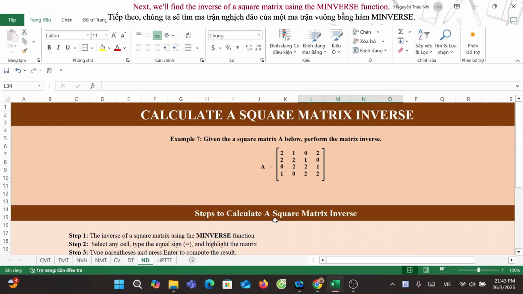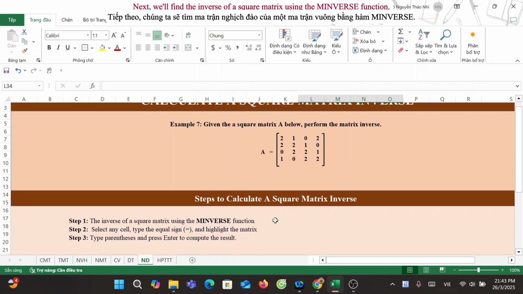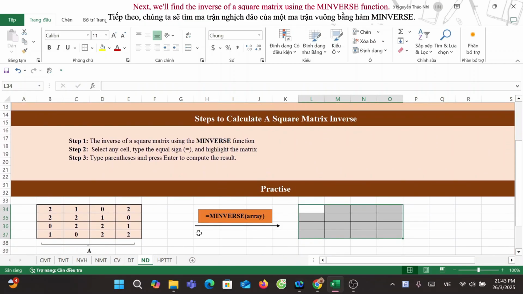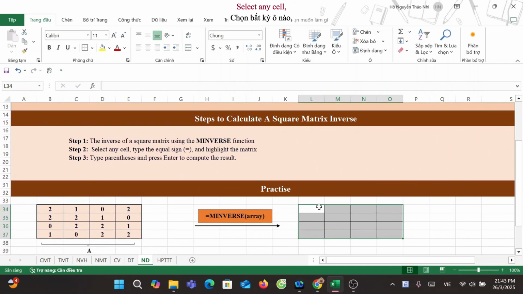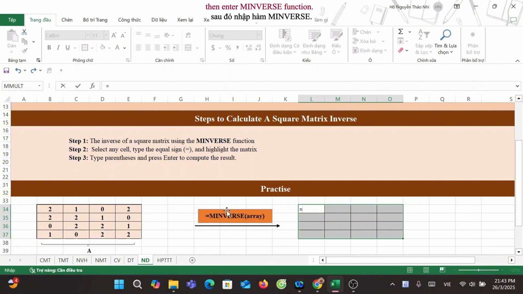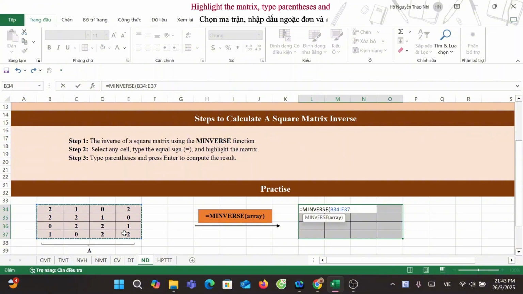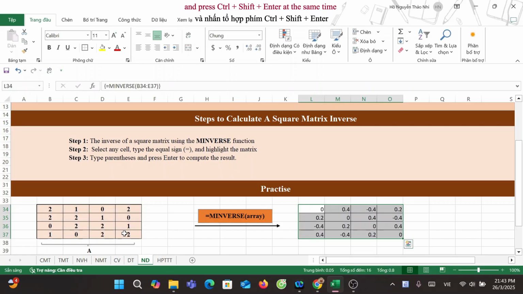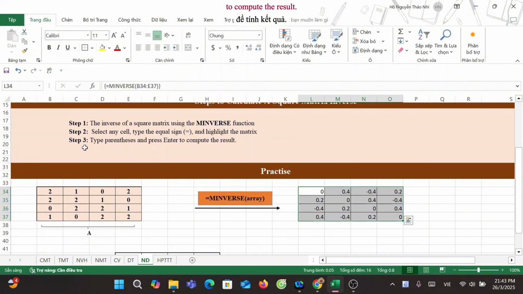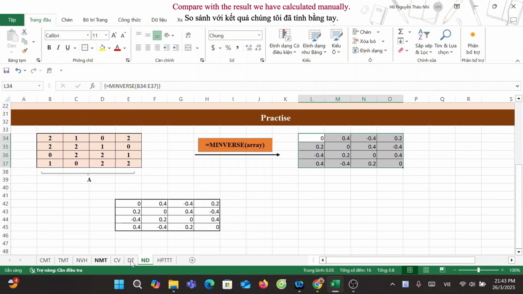Next, we will find the inverse of a square matrix using the MINVERSE function. Select any cell, type the equal sign, and enter the MINVERSE function. Highlight the matrix, close the parentheses, and press Ctrl+Shift+Enter at the same time to compute the result. Compare with the result we have calculated manually.